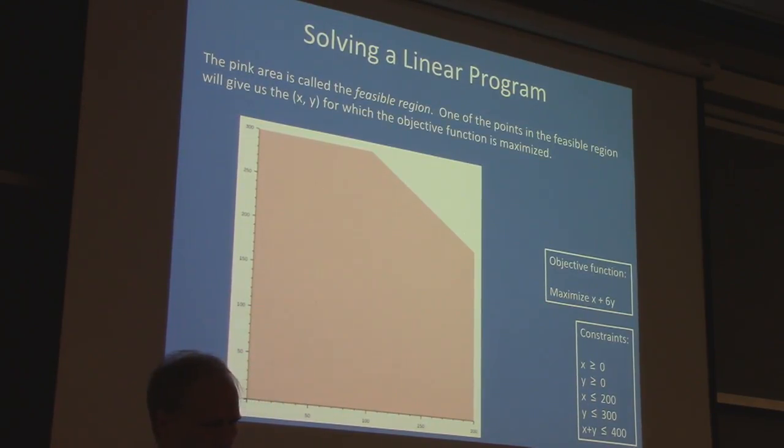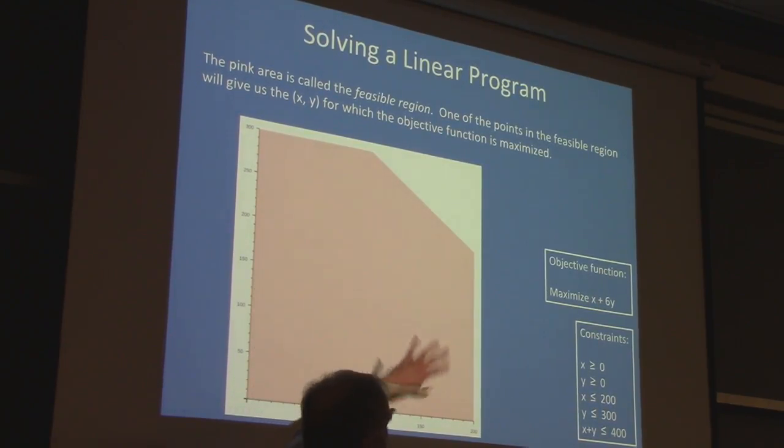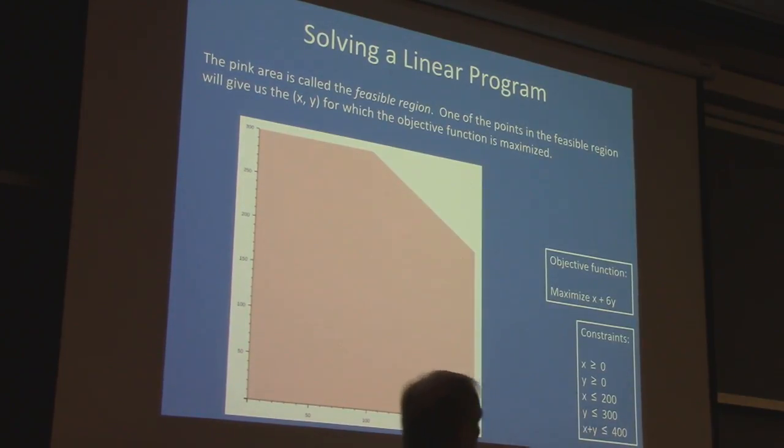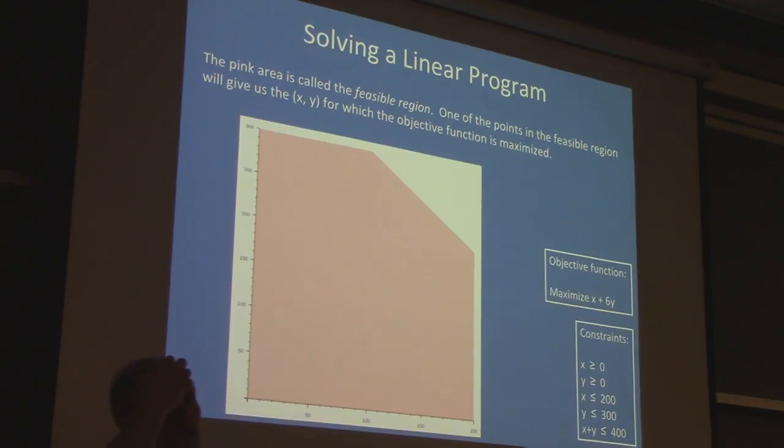Okay, so we just said what a feasible region is. So the point of the linear program, the constraints describe the feasible region, and then the algorithm has to figure out which of these pink points maximizes that function right there.